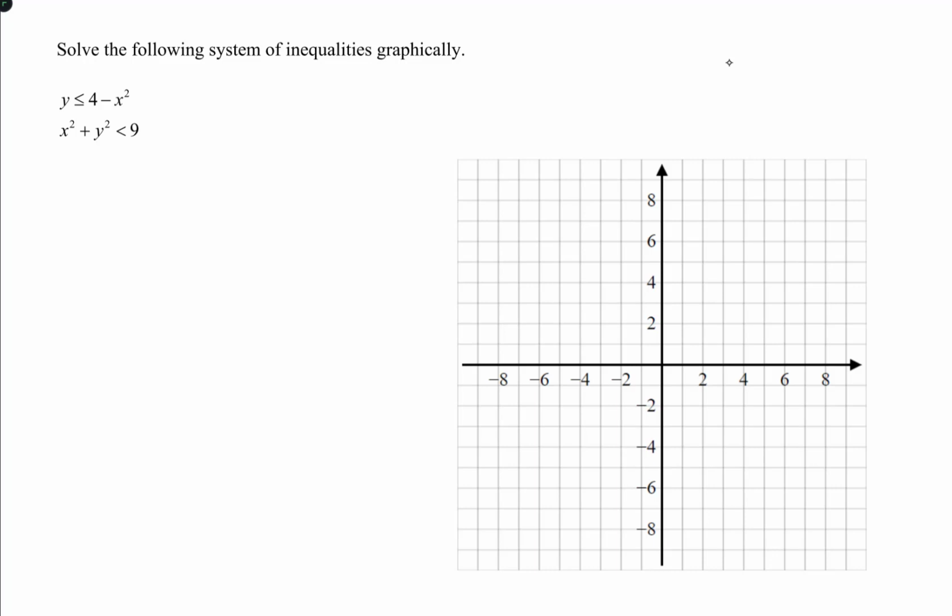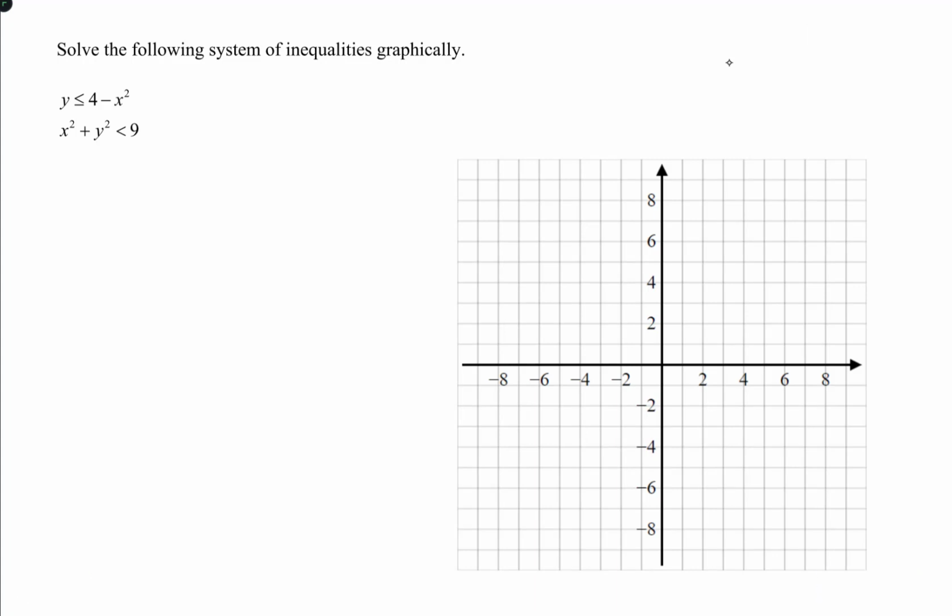Solve the following system of inequalities graphically. So when we have a system of inequalities, we need to put them on the same set of axes, shading one way or the other, and any place where these shaded regions overlap is the solution to the system. So we'll start with graphing them individually.